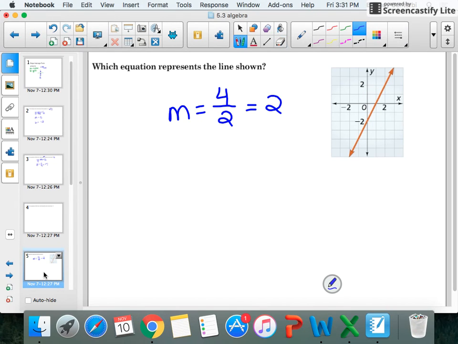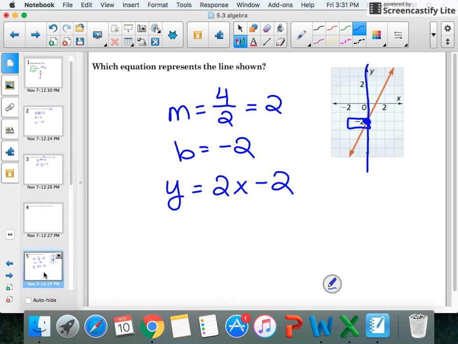Then from there, we have to find our y-intercept. To find the y-intercept, we look at the y-axis and see where the point is that it intersects that. And it's here at 0, -2. So our y-intercept is -2. Then from there, we just write our equation. So y equals 2x minus 2. So we filled in our slope and we filled in our y-intercept.